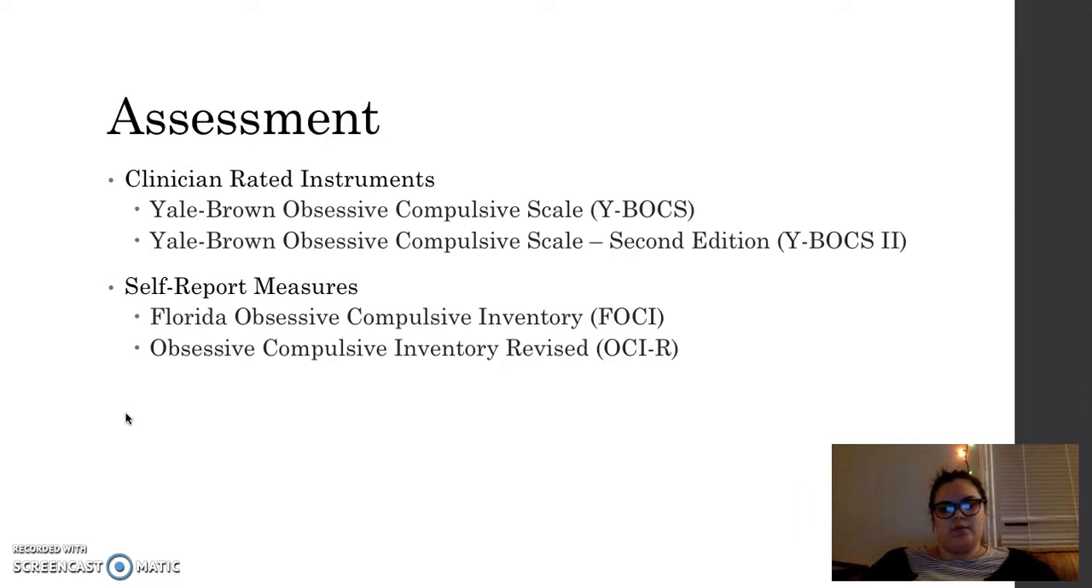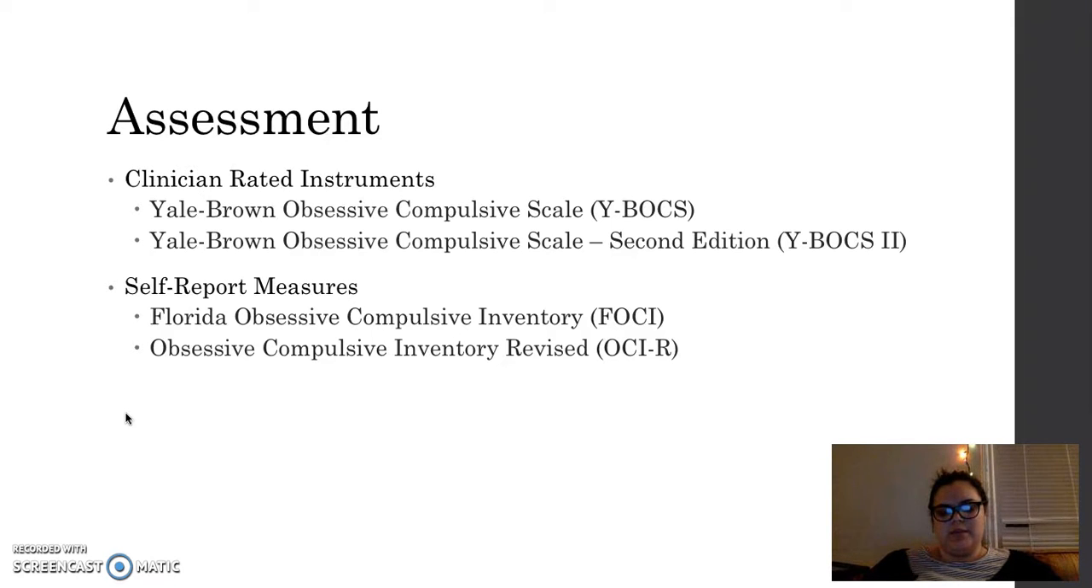So it's assessing for the presence of specific symptoms, but it's also looking at how severe these symptoms are, which is an important factor in case conceptualization here. So the severity scale includes 10 items, 5 for obsessions, 5 for compulsions, and each item is rated by the clinician on a 5-point scale ranging from 0 to 4. So 0 indicating that there are no symptoms, and 4 indicating that there are incredibly severe symptoms.